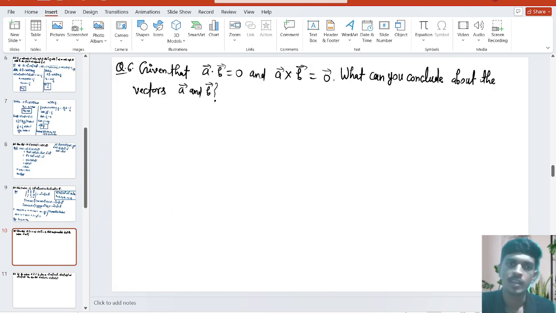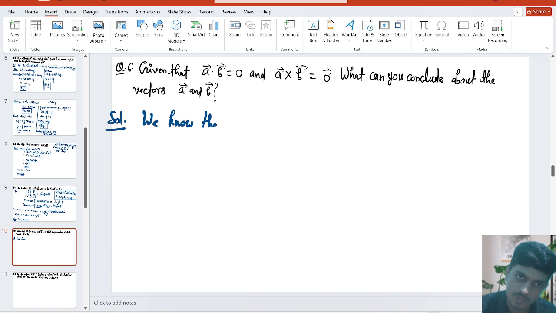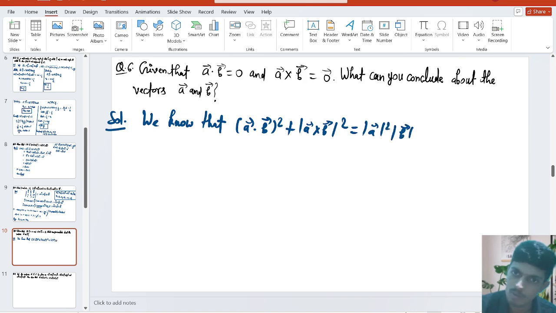Coming to the next. Given that vector A dot B equal to 0 and vector A cross vector B becomes 0 vector, what can you conclude about the vectors A and B? So the solution is, we know that we already told about this formula. If (vector A dot vector B) whole square plus modulus of vector A cross B whole square is equal to modulus of vector A whole square modulus of vector B whole square.